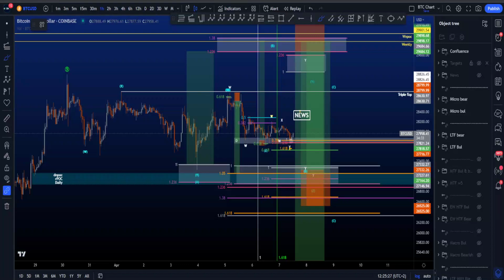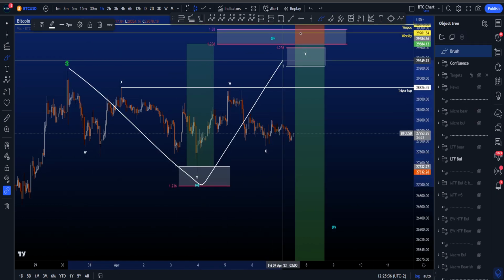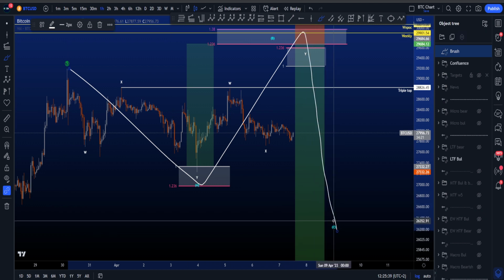Hi everyone, let's go through my preferred and alternative low time frame and micro scenarios, including potential trading setups, starting with my preferred scenario on the lower time frame, where I'm looking for this to be an A, B expanding flat and then a wave C to the downside.